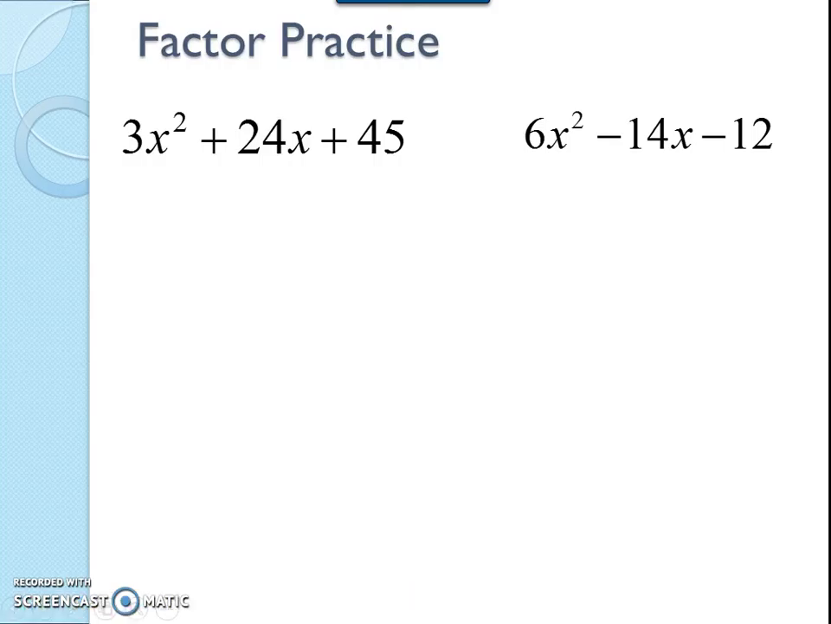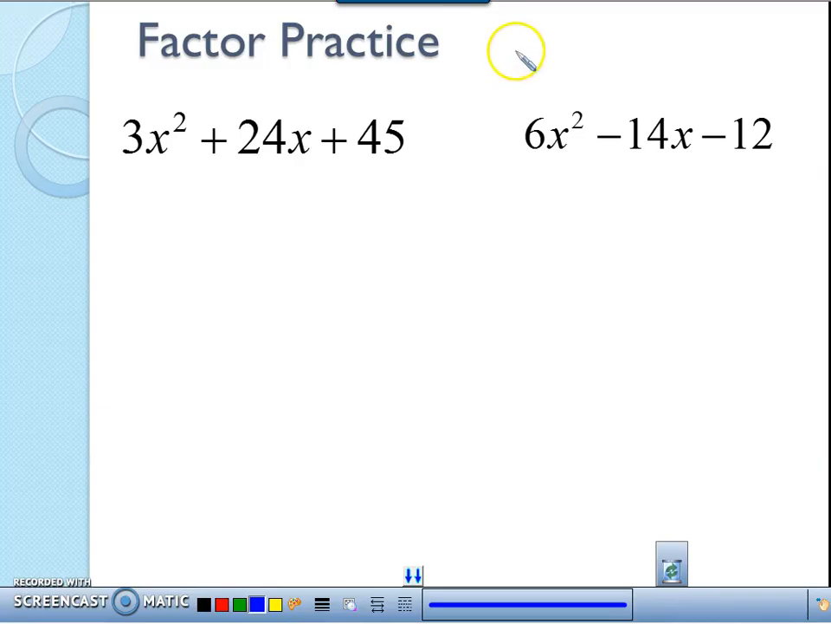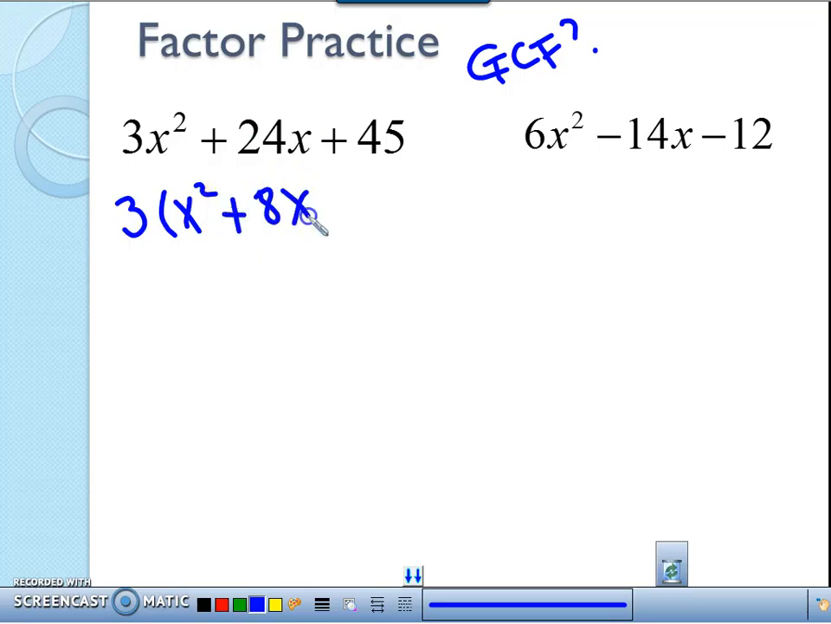So first you have 3, 24, and 45. Do you have a GCF? 3, 24, and 45. What's their GCF? You can actually divide and then see what their GCF is. And their GCF is 3. And then you're going to do x squared. And then 24x divided by 3 is 8x. 45 divided by 3 is 15.